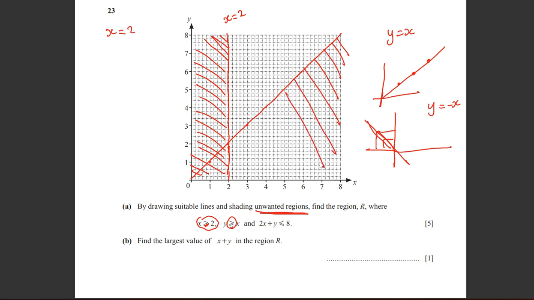Okay, then 2x plus y smaller than or equal to 8. 2x plus y equals 8. I want to draw this line. I can isolate y and draw it like this, or I can use another method, which is: 8 divided by 2 is 4, so the x-intercept equals 4. And then 8 divided by 1 is 8, so the y-intercept equals 8. Okay, then draw a line between them, and this line also is a solid line.